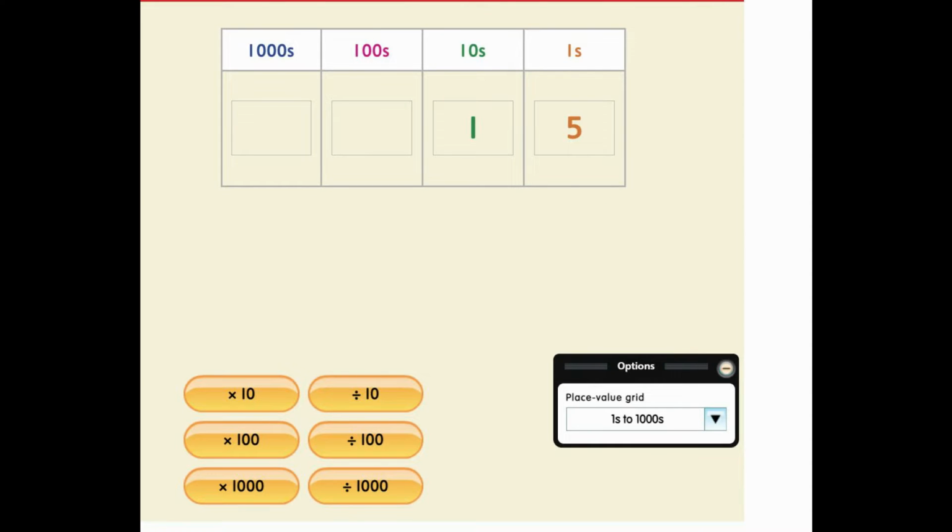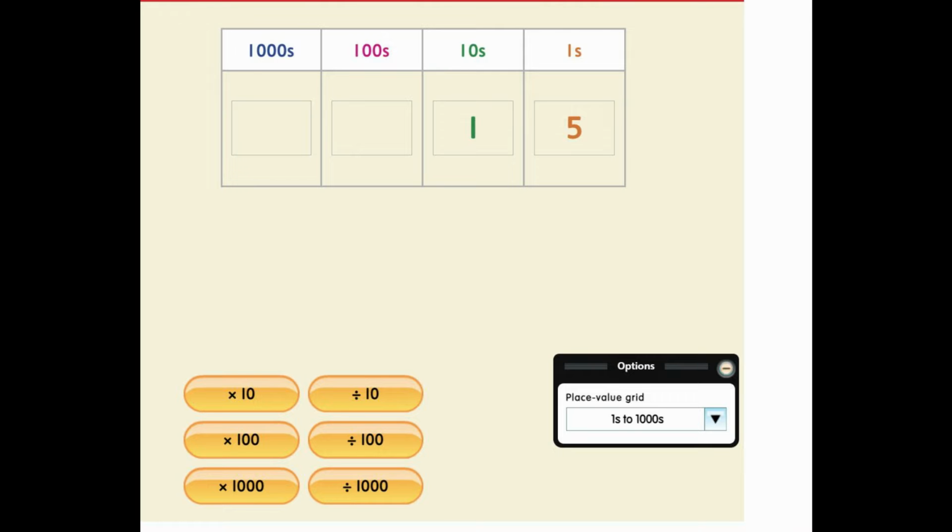Right, here you can see I have my place value grid and I've written the number 15 on it, which is 1 ten and 5 ones. And we're going to multiply this number by 10. When we multiply a number by 10, all of the digits move one column to the left. And we add a 0 to our number.